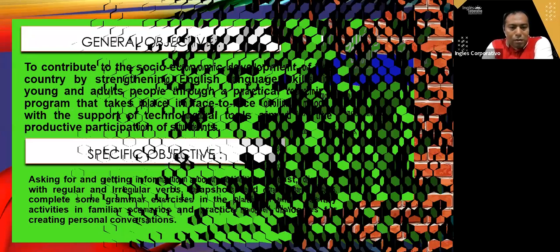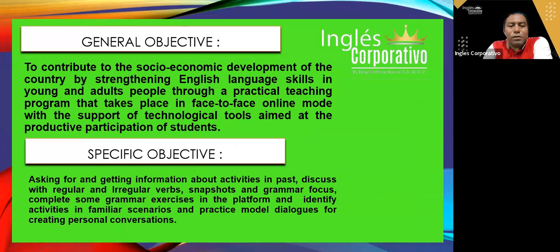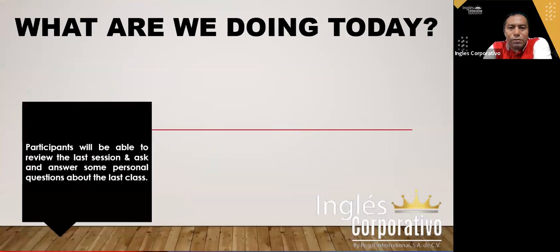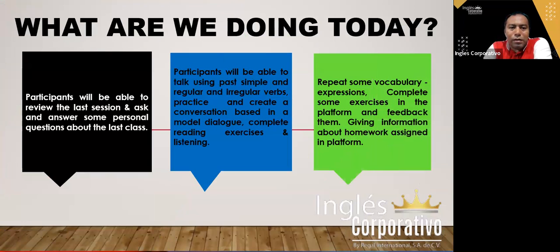After 10, right? So you have a specific objective: asking for and getting information about activities in the past, discussing regular and irregular verbs, snapshot, grammar focus, completing some grammar exercises in the platform, and identifying activities in familiar scenarios. Then, what are we doing today? The objectives for today are: participants will be able to review the last session and ask and answer some personal questions about the last class. Second, participants will be able to talk using past simple with regular and irregular verbs. Practice and create a conversation based on a model dialogue, complete reading exercise and listening. Next, repeat some vocabulary and expressions, complete some exercises in the platform, and give feedback, giving information about homework assigned in the platform.